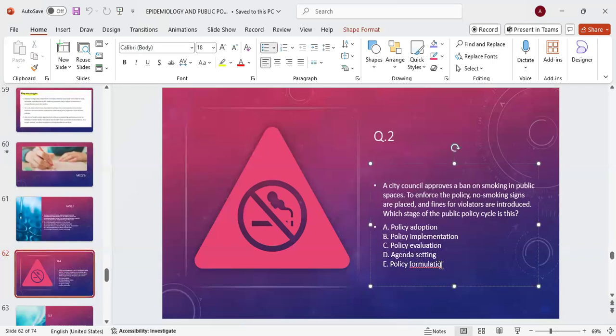Answer is option... sorry, answer is option B, policy implementation.